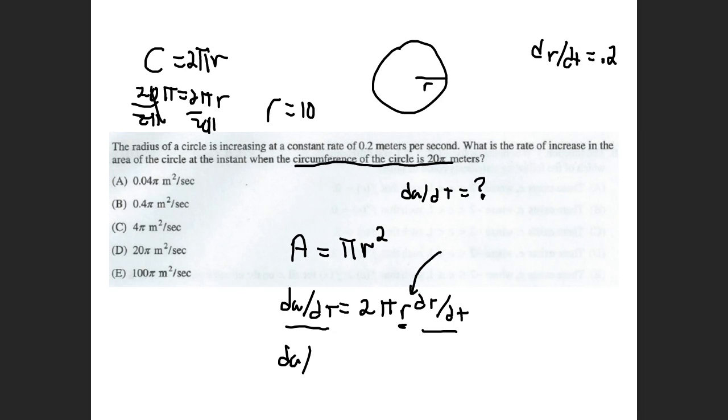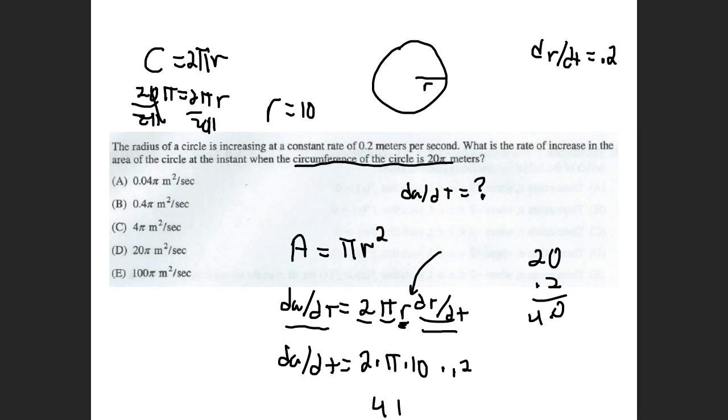So dA dt is equal to 2 times pi times 10 times 0.2. I put everything in that I needed. So 20 times 0.2, is that 4? Or is that 0.4? 20 times 0.2, ooh, that's 4. So 4 pi dA dt. So the rate at which the area is increasing is 4 pi, and I don't know if this was meters, yeah, meters squared.